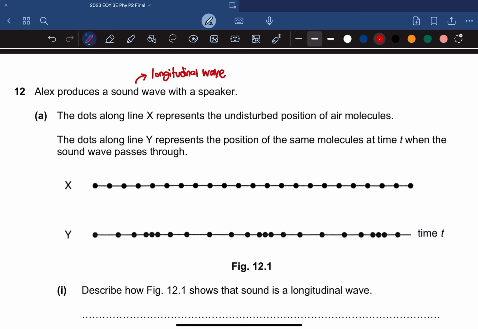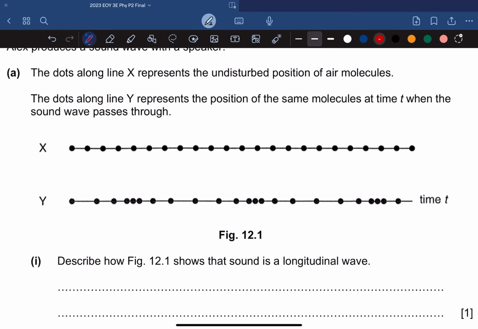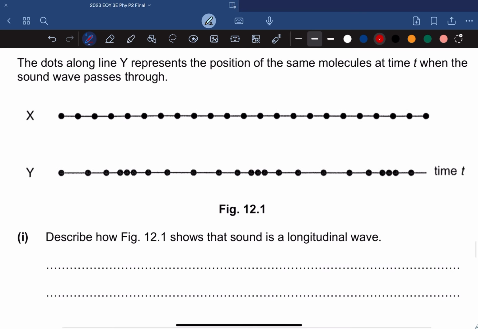So let's look at figure 12.1. In figure 12.1, after the sound wave passes through, the molecules look like this. It's clear that in figure 12.1, we can see obvious regions of compressions and regions of rarefactions. These are the centers of compression, which I'll label as C, and the centers of rarefaction can also be seen over here, which I'll label as R.